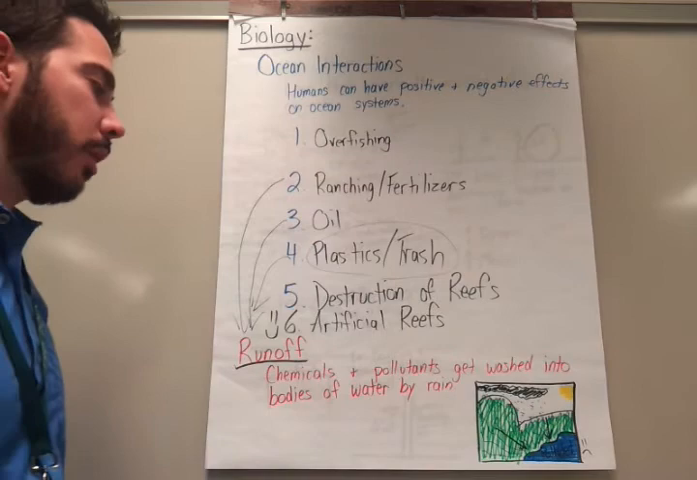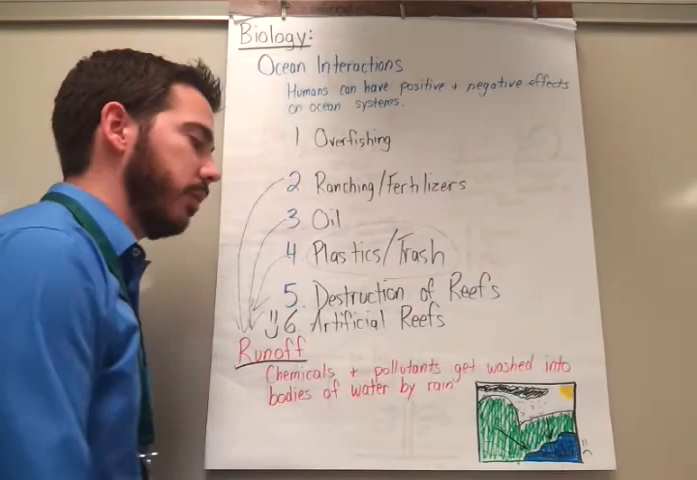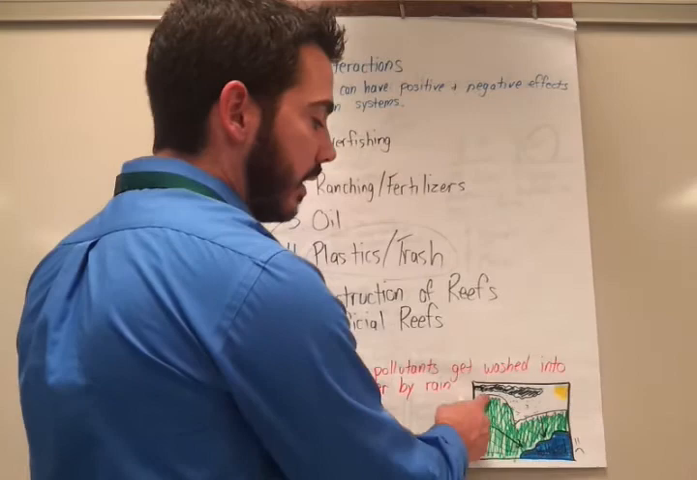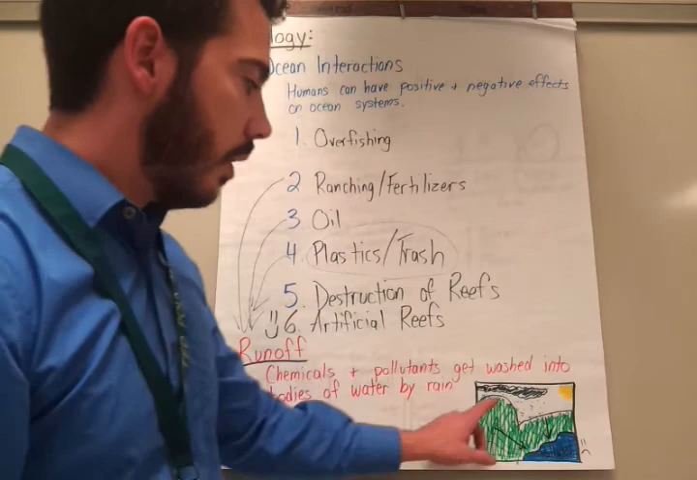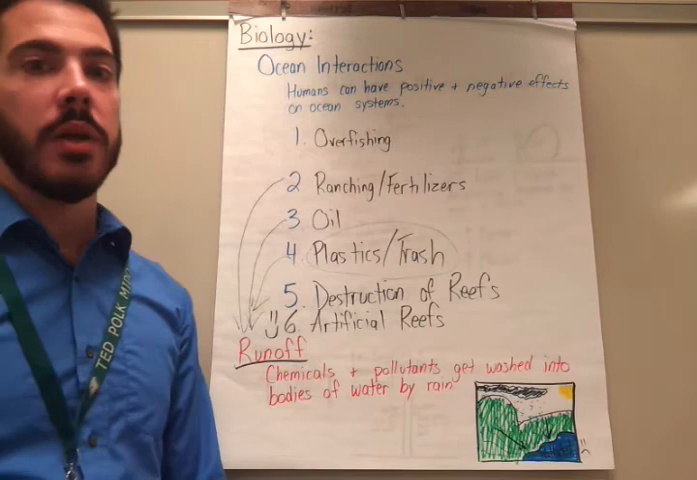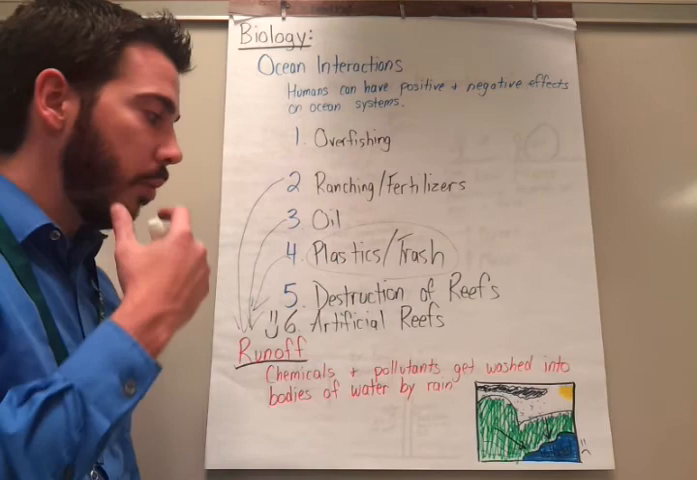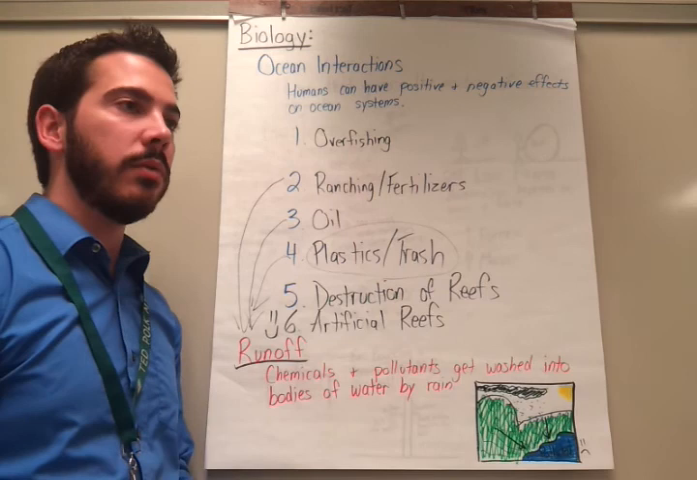So what that does then is, as you can see, I kind of drew a little picture. It's not very good, but water flows downhill. So when it rains, it's going to take anything that it gets in contact with. So if it's oil or if it's cow poop or if it's fertilizers, chemicals and fertilizers, all of that's going to get washed into whatever body of water it drains in. And ultimately, a lot of that ends up in the ocean. So it's pretty easy to see why that's an issue. All those chemicals end up in a body of water, and that can affect populations and really the quality of water in that area.